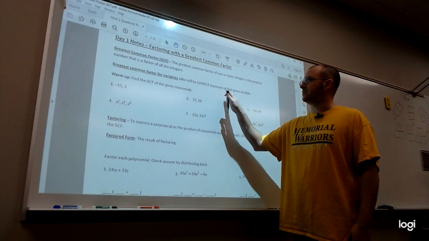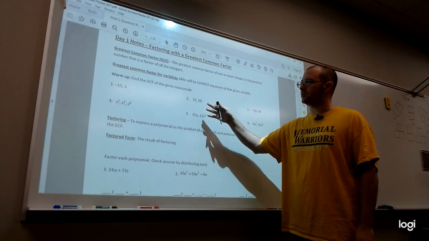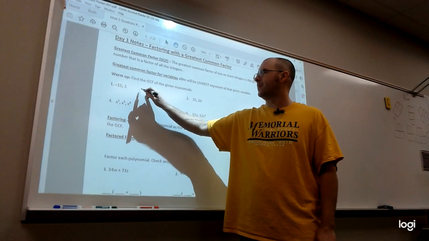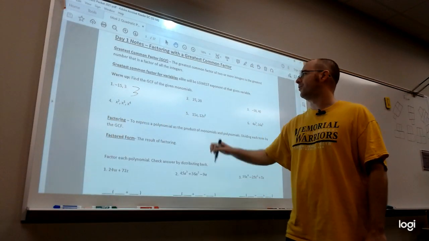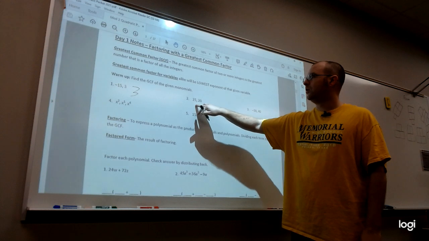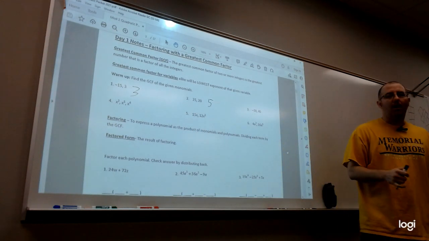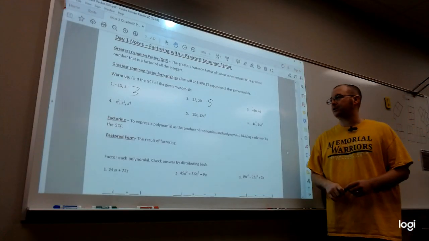Greatest common factor of two or more integers is the greatest number that's a factor of all the integers. So what's the greatest common factor of negative 15 and 3? 3, yeah, it goes into both. All right, what about number 2? 5. Okay, so 20 can't go into 25 evenly, but 5 can go into both 20 and 25.